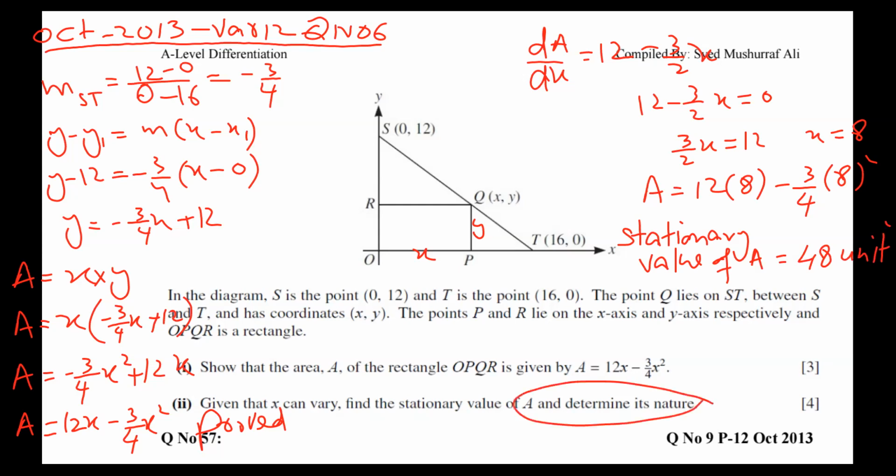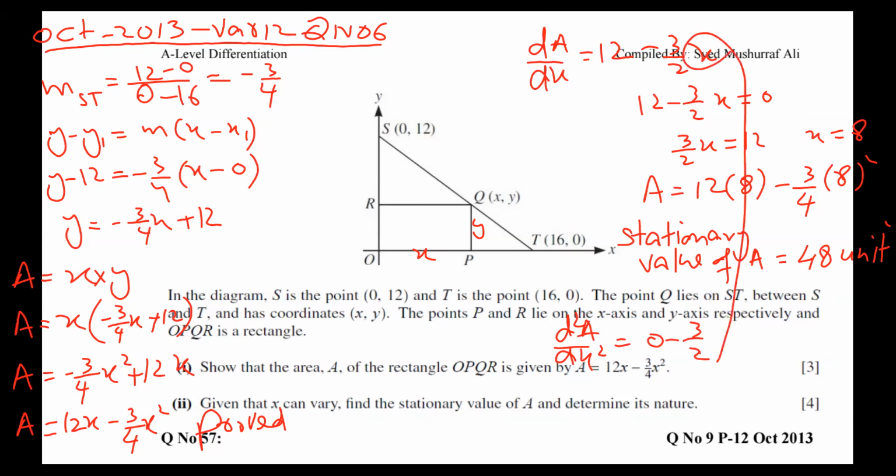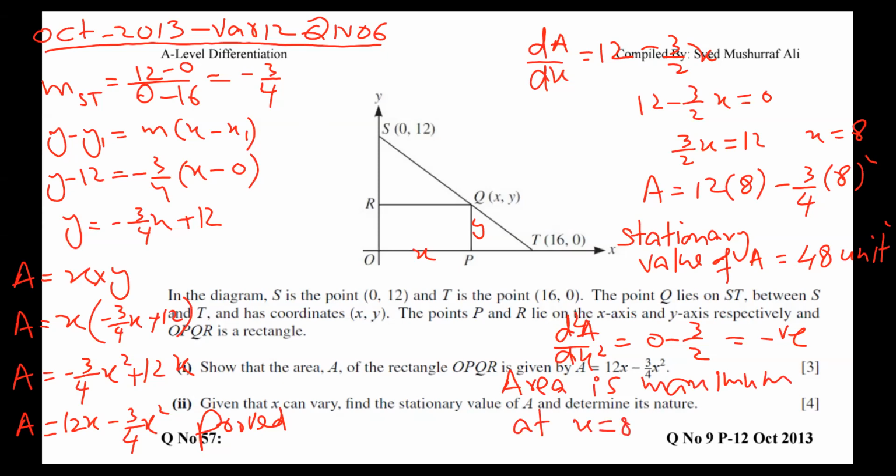Now the last part, nature. We have to find the nature. The first derivative is done already. I will find the second derivative. d2A over dx2: 12 becomes 0 and minus 3 over 2, because the derivative of x is 1. I don't have an x to replace with this 8. So what is its sign? Negative. And negative means that the area is maximum. Area is maximum because negative. Maximum at x equals 8. And that's it, we have done it. Alhamdulillah Rabbil Alameen.